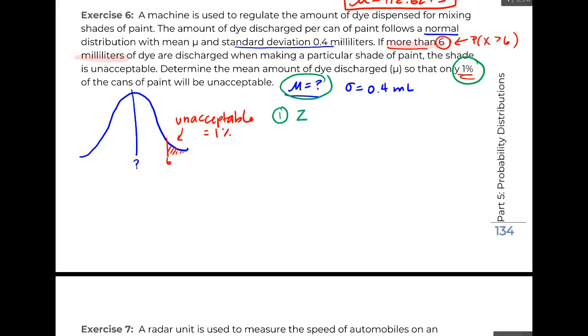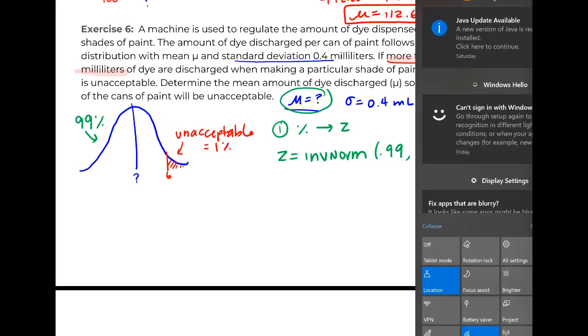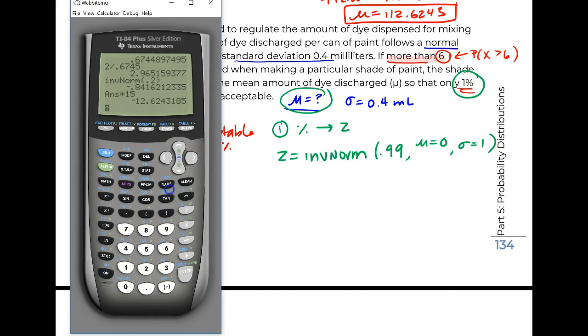We're going to use that percent to find our z-score, which means we're going to be doing inverse norm. 1% was a right side probability, so we're going to use the 99% on the left. If we need to, we're going to put in the mean of 0 and standard deviation of 1. So let me grab that z-score. .99, huh? Should get out a z-score of 2.3263.